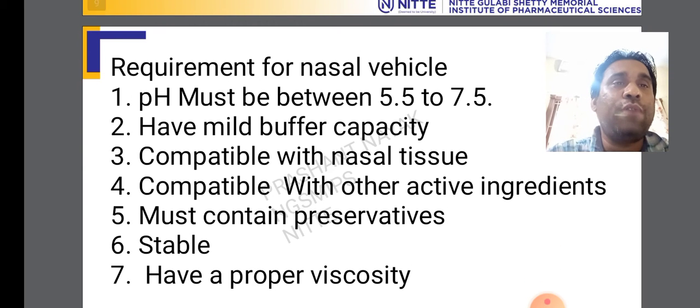Now, the requirements of a nasal vehicle. What are the things required? The pH must be between 5.5 and 7.5. It should have mild buffer capacity. There should be compatibility with nasal tissues and with other ingredients. It must contain preservatives, which is very vital and important. It should be stable over a range of period and have proper viscosity. It should be viscous enough so that we can use it as a nasal drop.